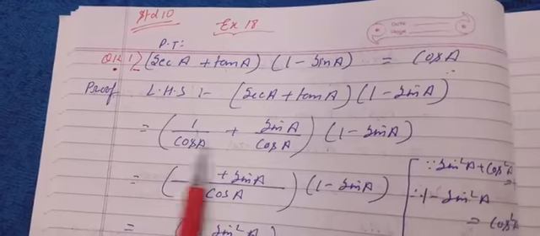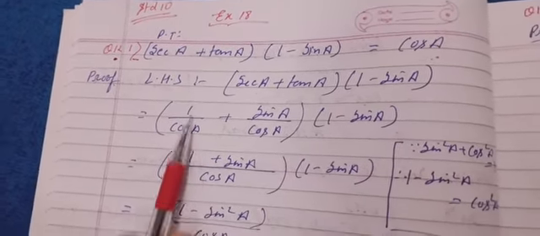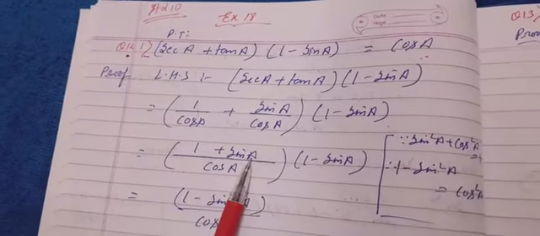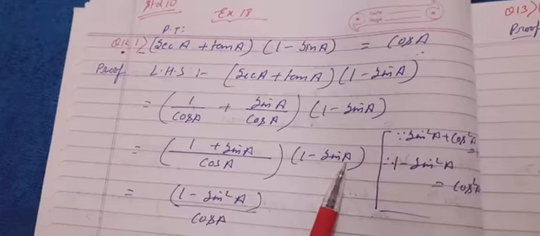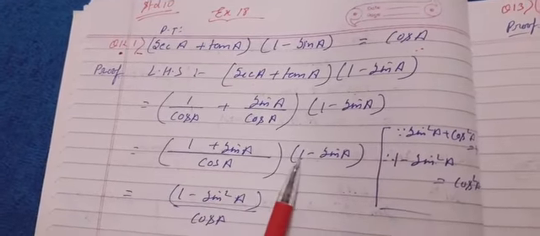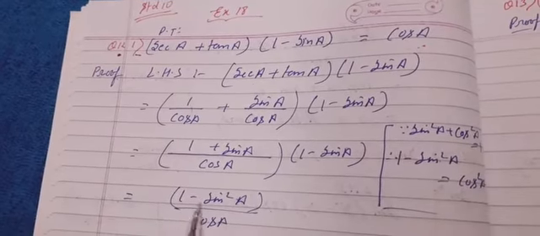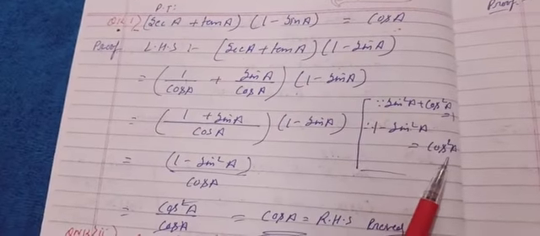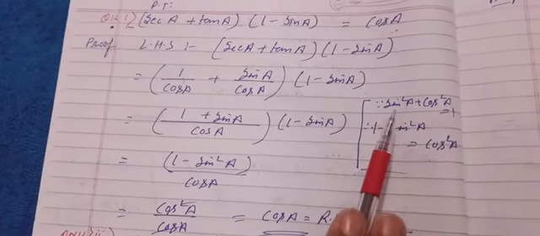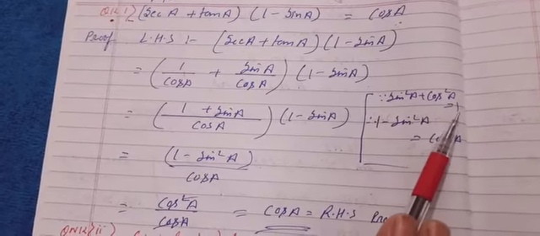Then the LCM of both these terms was cos a. So here is 1 and here is plus sin a. Now you see 1 plus sin a and 1 minus sin a. So we may write it like (a plus b) into (a minus b), which means a square minus b square. So I have written 1 minus sin square a. And we know that 1 minus sin square a is equal to cos square a. From where did this formula come? From this place: sin square a plus cos square a is equal to 1.